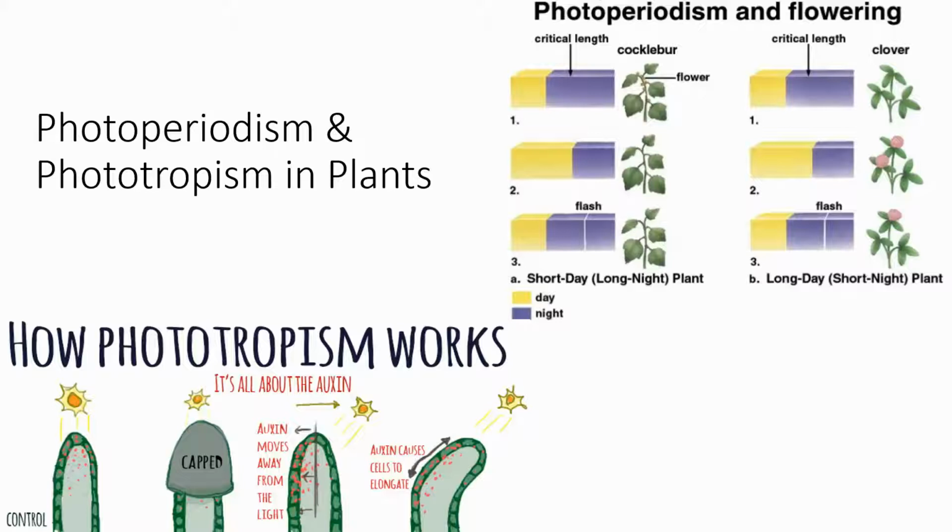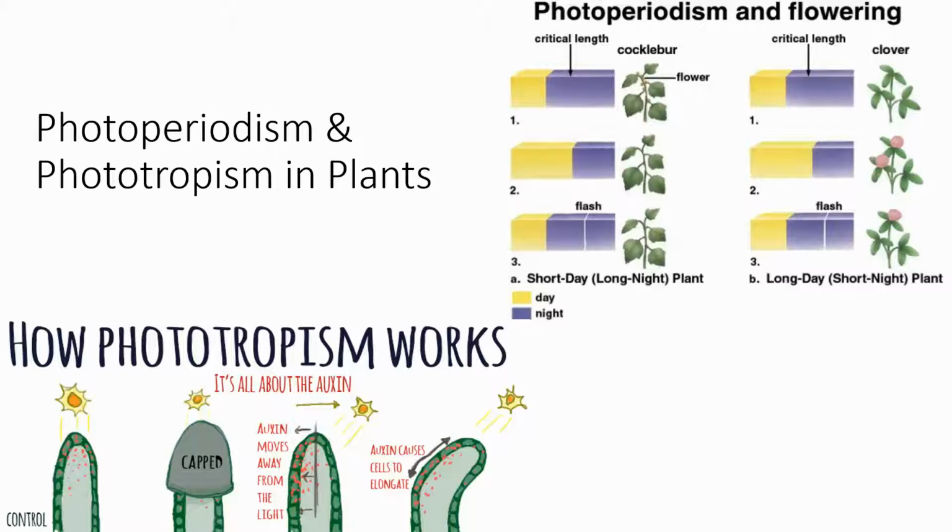So phototropism is when you grow towards or away from light. Being a plant, what direction do you want to grow? Towards the light. So this is all mediated by a particular hormone called auxin.